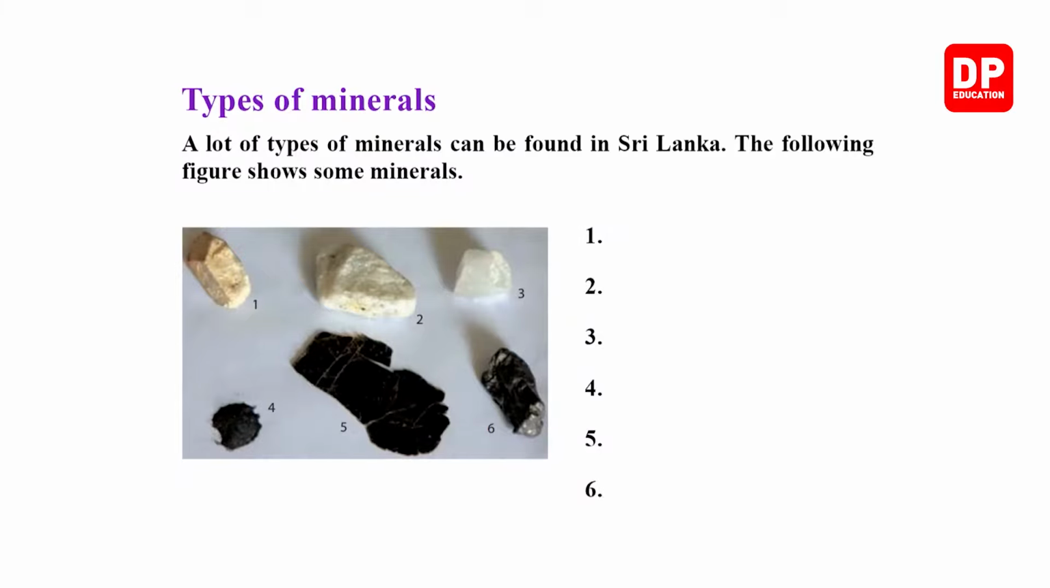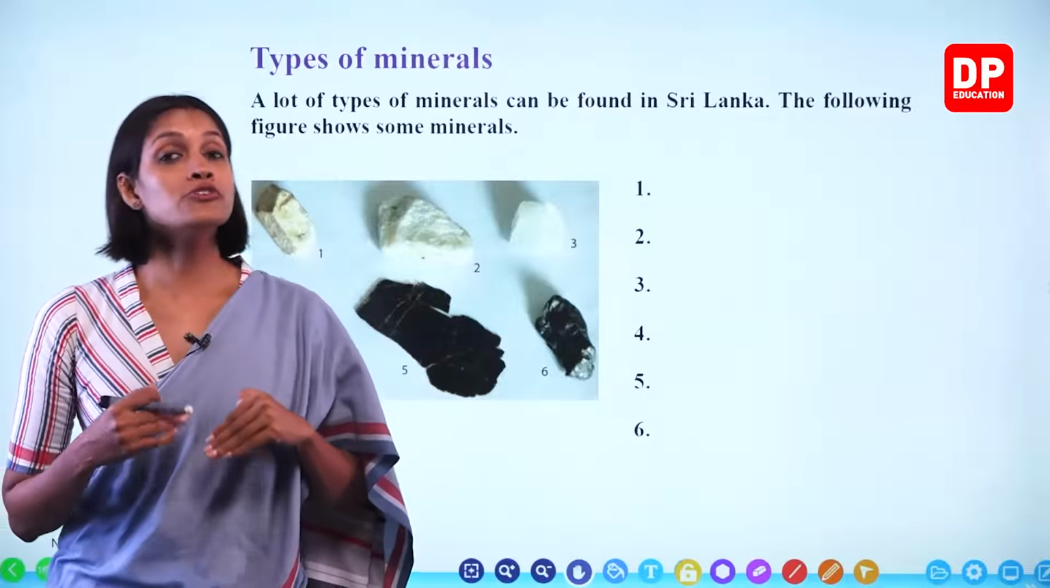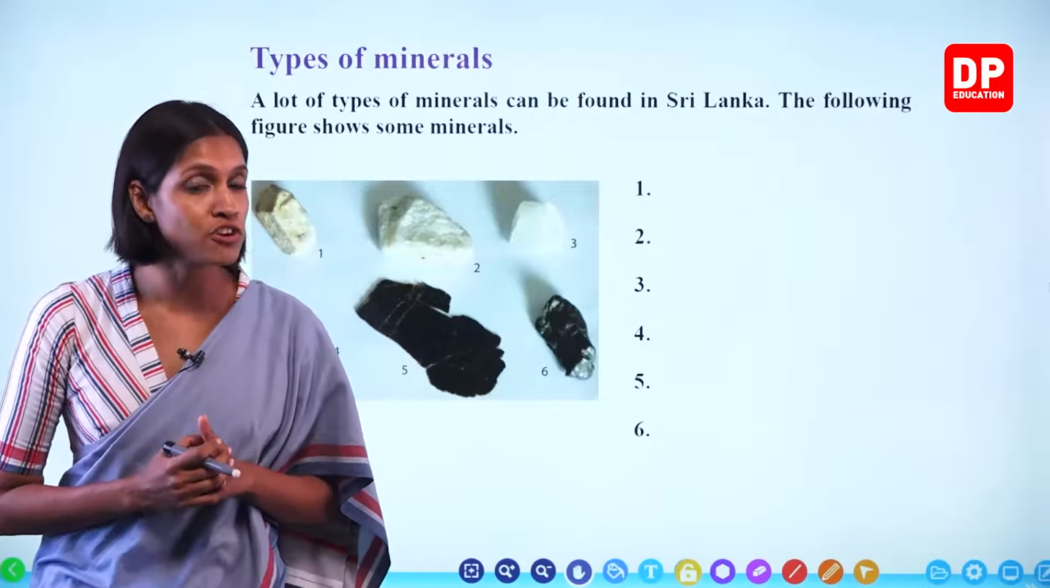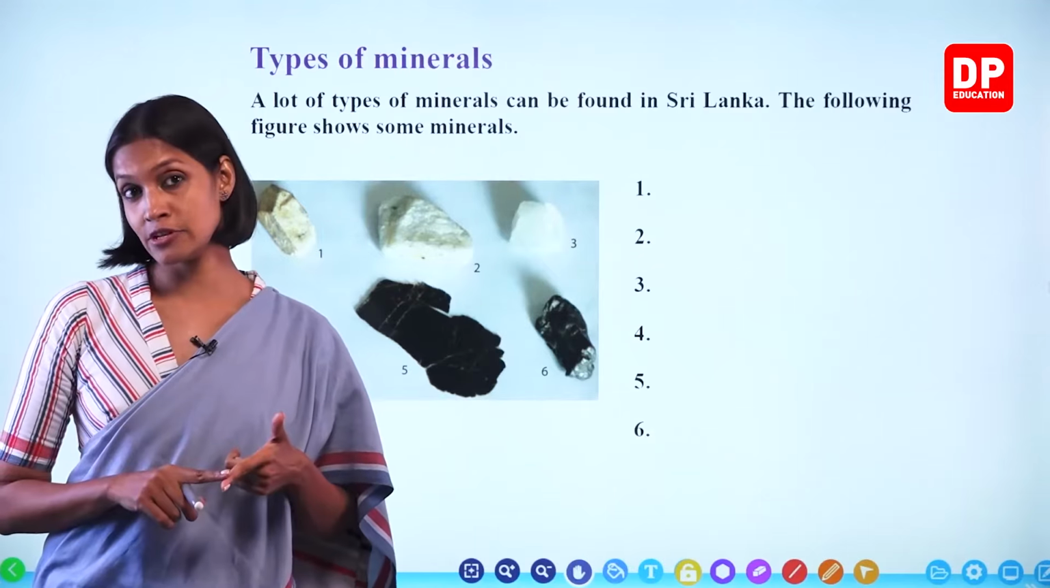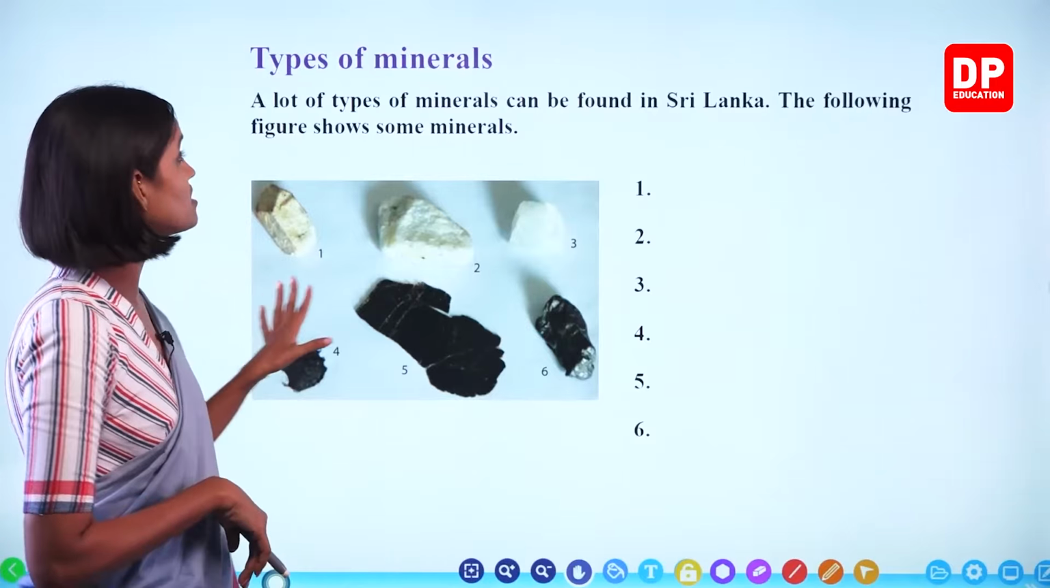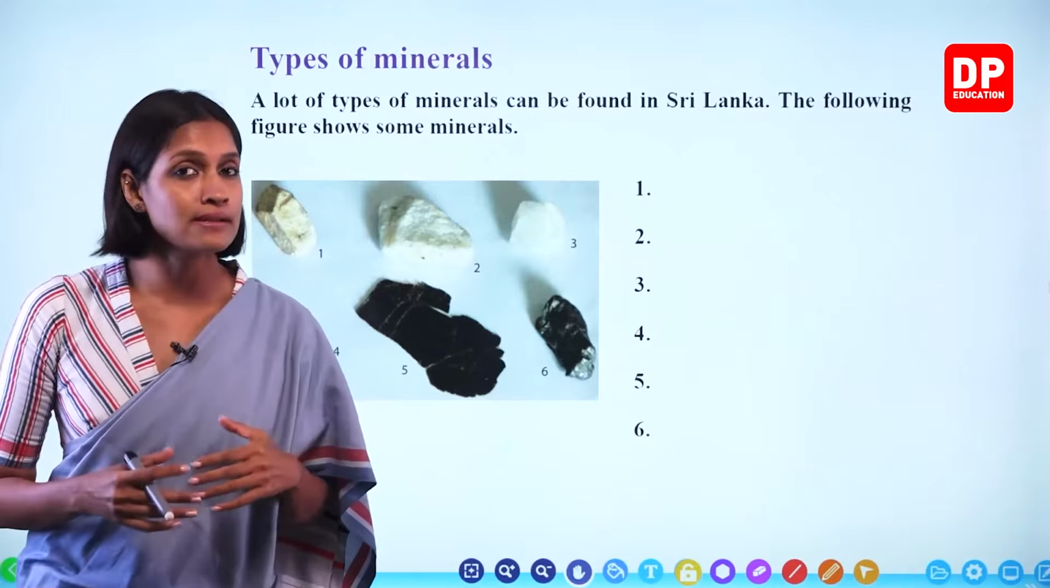So here we are going to learn about different types of minerals. Now we learn about different types of rocks. Depending on the way the rocks are formed in nature, there are 3 types of rocks: igneous rocks, sedimentary rocks, and metamorphic rocks. Okay? And now we are going to learn about different types of minerals. What are minerals again, children?